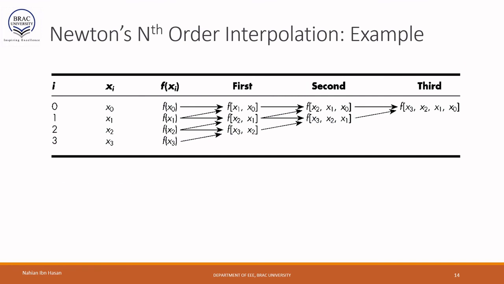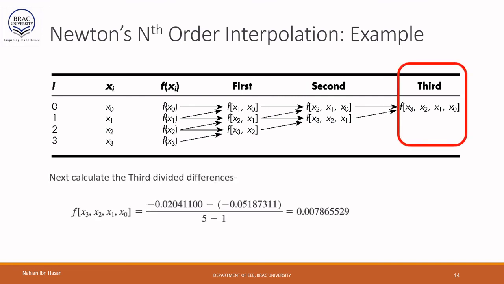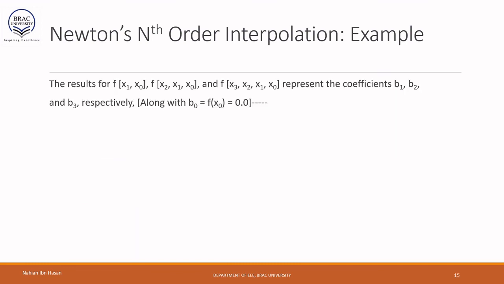Similarly, lastly, for the third case, we can easily determine the value of f of x3, x2, x1, x0 using the values that were determined previously, f of x2, x1, x0 and f of x3, x2, x1. These two function values range within the range of x0 and x3, and that's why in the denominator we are just using the difference between the largest and the smallest, which are x3 minus x0. That means 5 minus 1. Once we determine these three columns, we have already determined all the terms here, f of x1, x0, f of x2, x1, x0 and f of x3, x2, x1, x0.